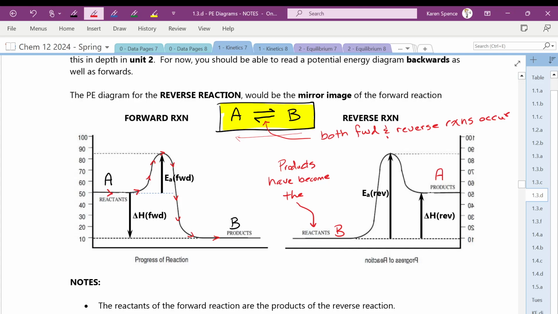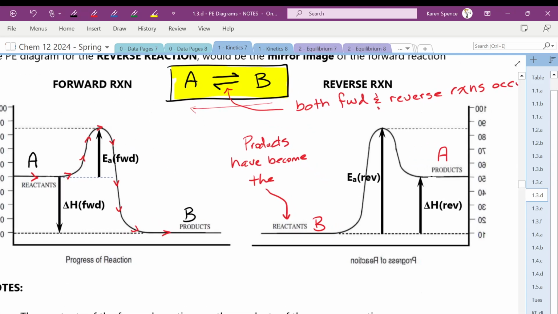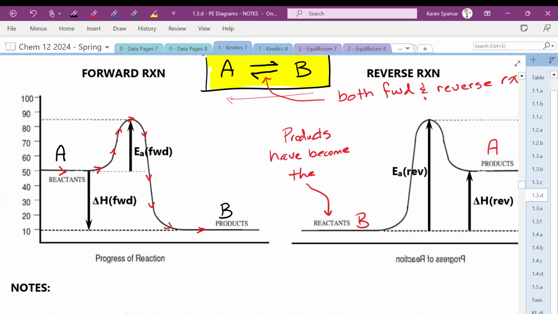So at some point, you should also be good at reading this backwards, yes? So it's all very well and good for us to actually reverse the entire diagram, but could you make the arrows go the other way on this? Like, let's make the blue arrows go the other way. Let's go backwards now. So B has become my reactants and A has become my products.